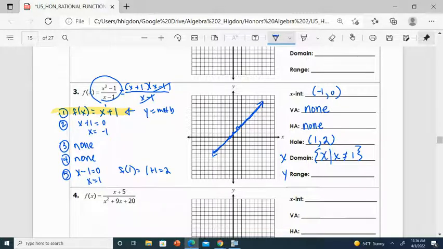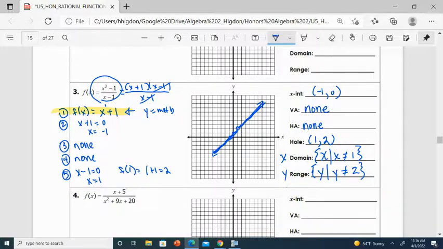And for your range, bottom to top, again, it's going to go all the way from negative infinity to positive infinity, except for where we have that hole. You have to lift up your pencil. So it's all the y's except for where y is equal to that 2.